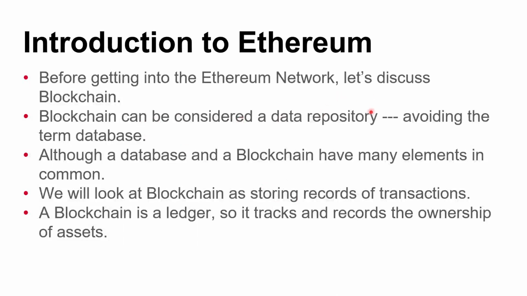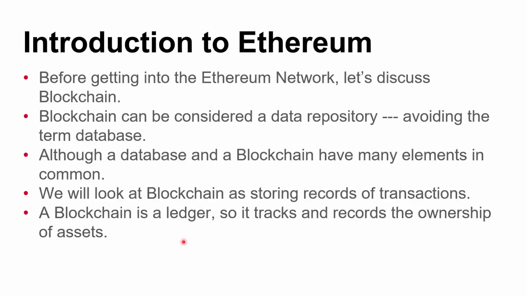Before getting to the Ethereum network, let's discuss blockchain. So I guess you could say blockchain is a data repository, and we're going to avoid the term database for right now. Although a database and the blockchain have elements in common in that they are repositories of data, we will look at blockchain as storing records of transactions. The way that a blockchain actually stores the data is in the form of a ledger, a digital ledger. So it tracks ownership of assets and it tracks changes of ownership in those assets.